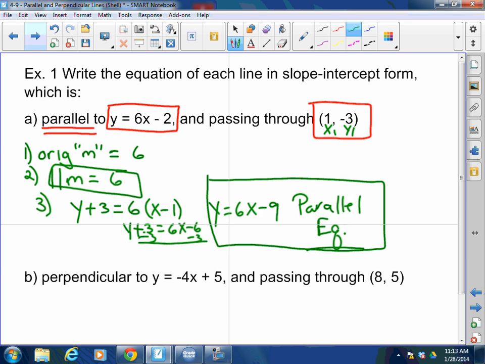How do you know this is parallel? Are the slopes the same? Are the y-intercepts different? Then you're golden. No, that's it. I did my point slope form and my step 4. Sorry, maybe I should have numbered it. Step 4 is solve for y into y equals mx plus b.